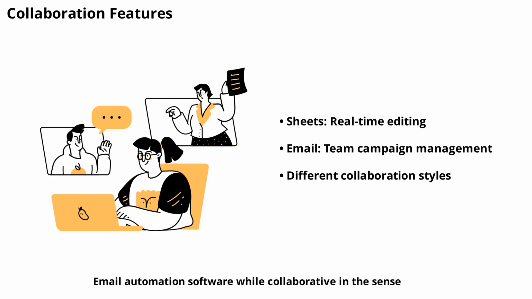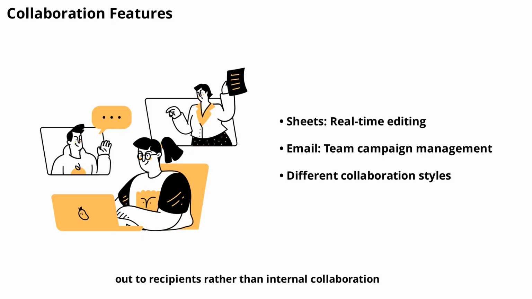Email automation software, while collaborative in the sense that teams can manage campaigns together, is more focused on sending messages out to recipients rather than internal collaboration. The collaboration in email tools is usually about workflow approvals and campaign management.